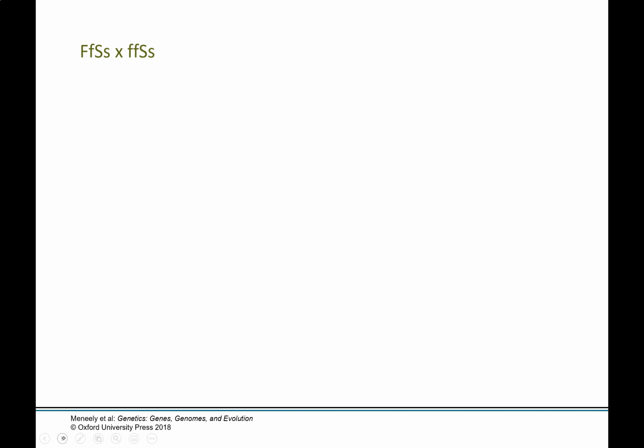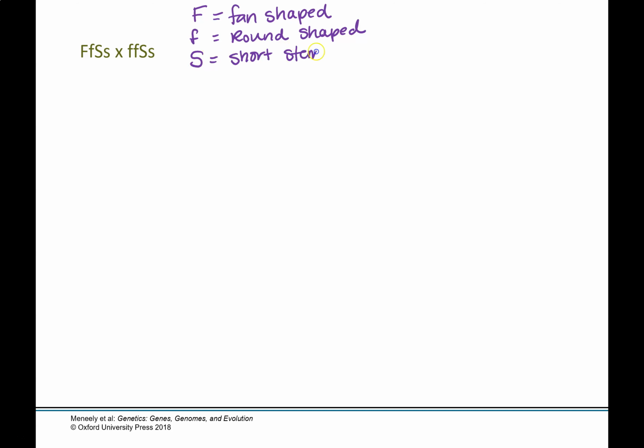Let's do another example. Let's look at this cross here. Let's say that big F means fan-shaped leaves. Little f means round leaves. Let's say that big S stands for short stem and little s stands for long stem. All right, so when you do these branch diagrams, you can figure out the overall probabilities, or you can figure out the probability of just one of the branches. So let's just figure out the overall probabilities for now.